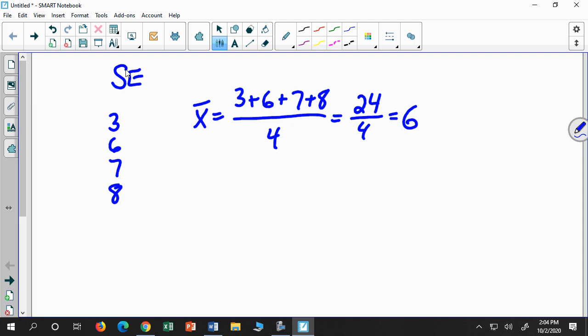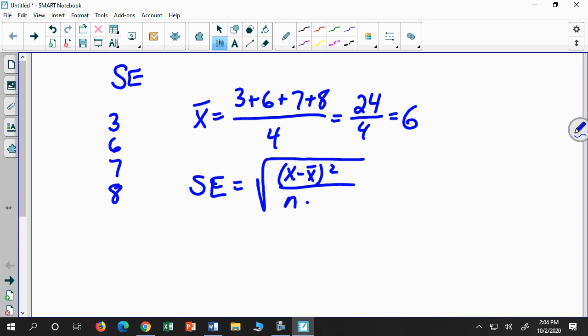And then to calculate the standard error, it is the square root of the sum of (x minus x bar) squared, divided by n times (n minus 1). Don't memorize that equation. We'll give it to you. It'll be on your test for everybody, for all of your exams. I mean, for all the classes. And so the x minus x bar is each individual value minus the average value.